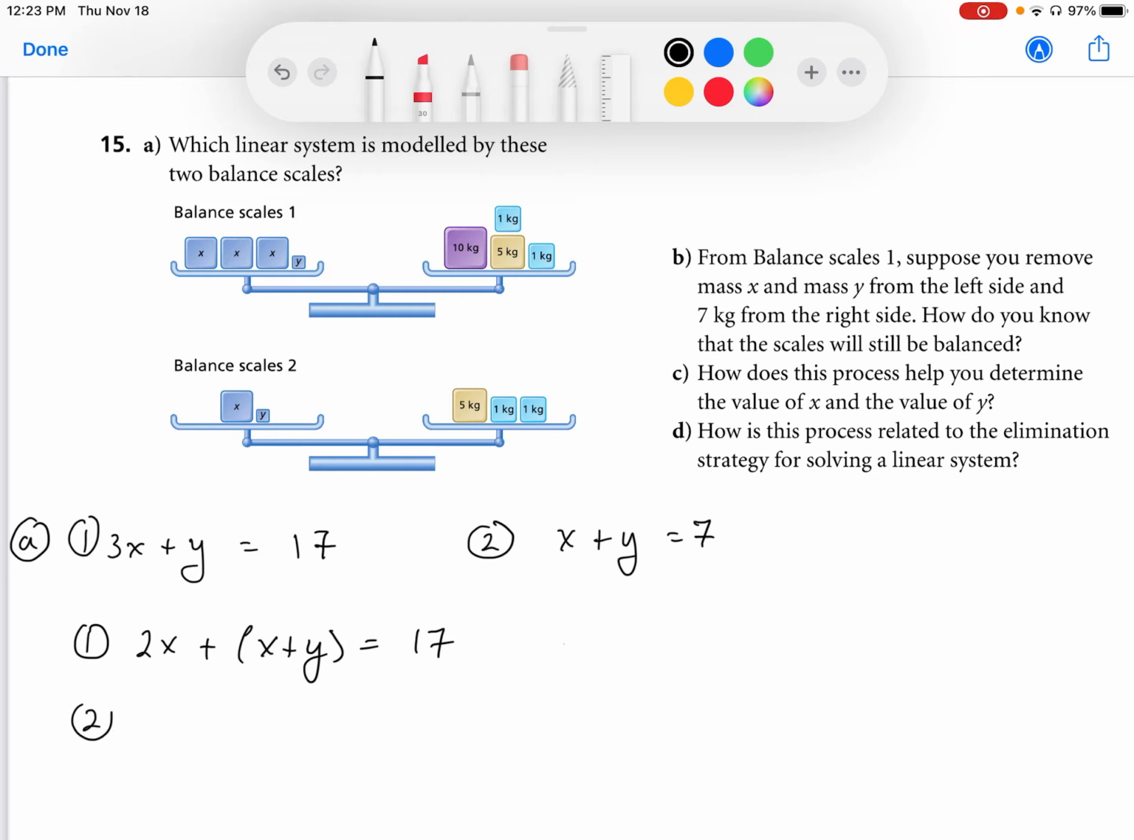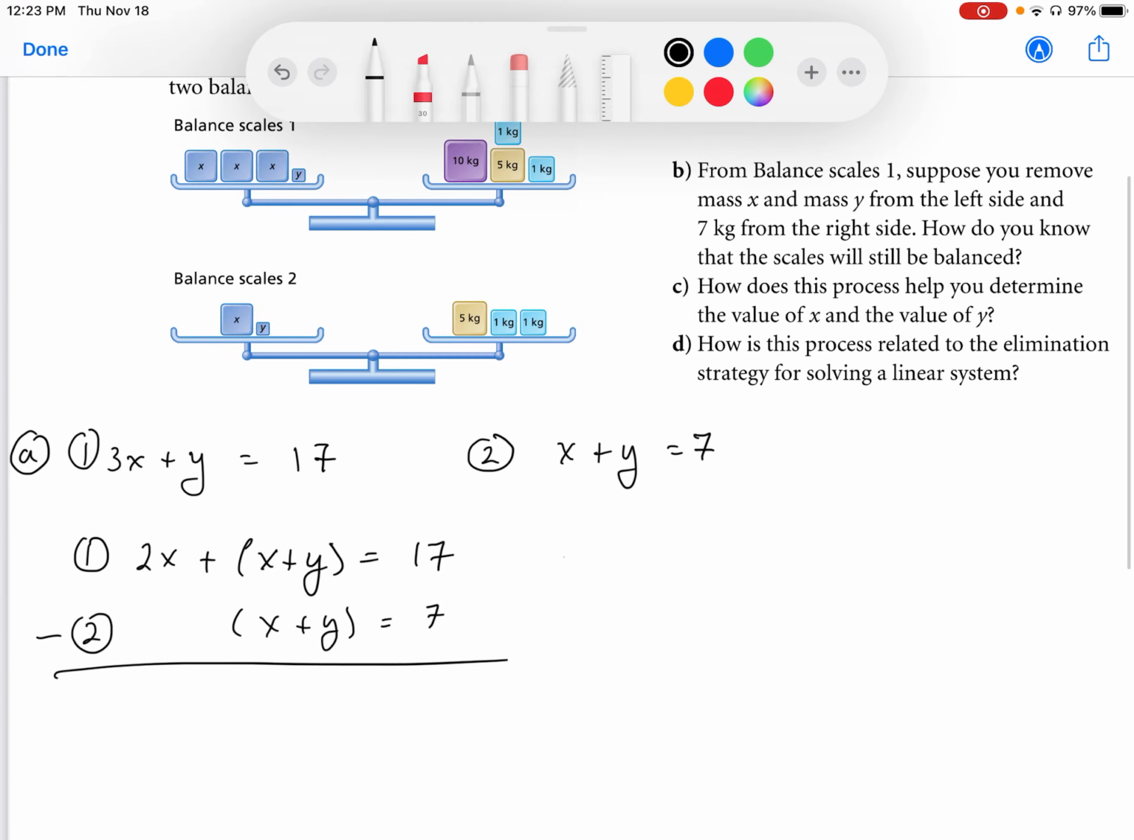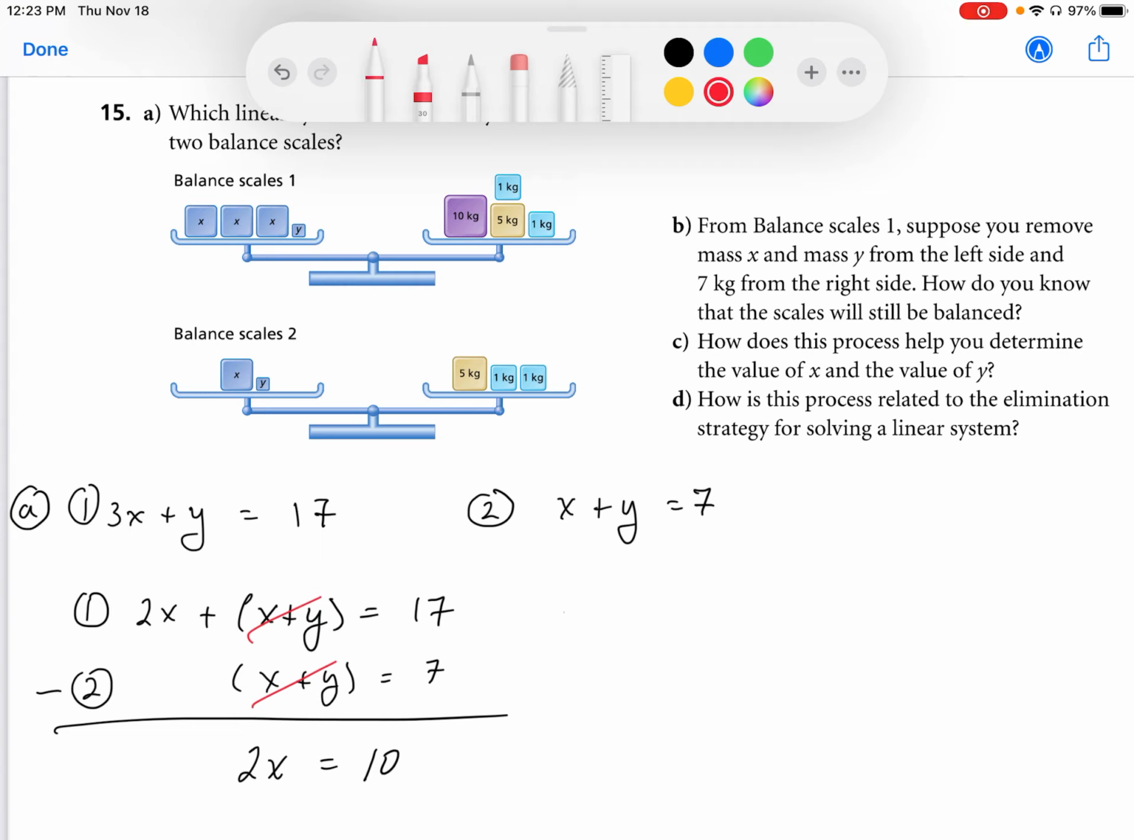And I can take equation 2 and subtract. Equation 2 is 1x and 1y is equal to 7. Although I'm not taking away just y's or just x's, it still serves the same purpose. It reduces this two variable system. When I subtract, these cancel out, so I'm left with only x's as my variable. And I can see visually here that if I eliminate an x and y here and 7 here, because of that equivalence, it stays balanced.